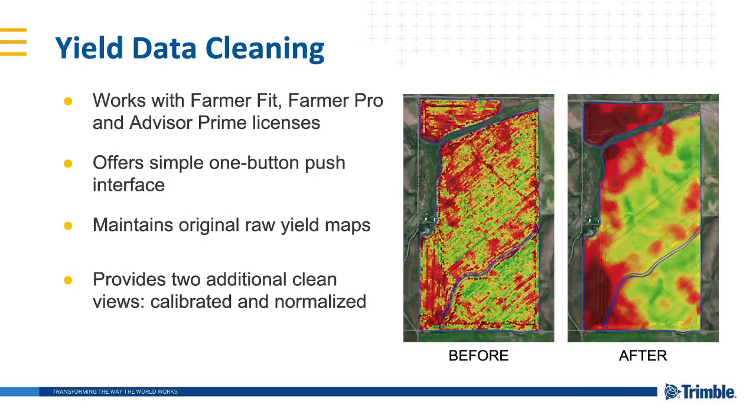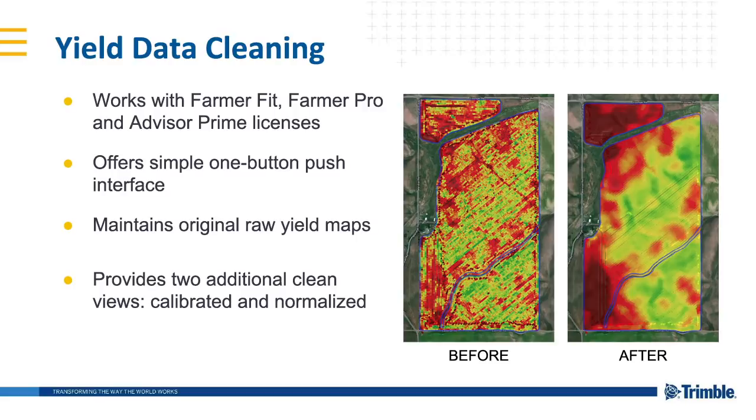There's going to be two different views that we create from yield cleaning. One is called calibrated yield, which resolves a lot of those issues that we're talking about. And there's one other view that we'll get into a little more in depth called normalized yield. And so you'll see two new views as a result of the clean yield feature.